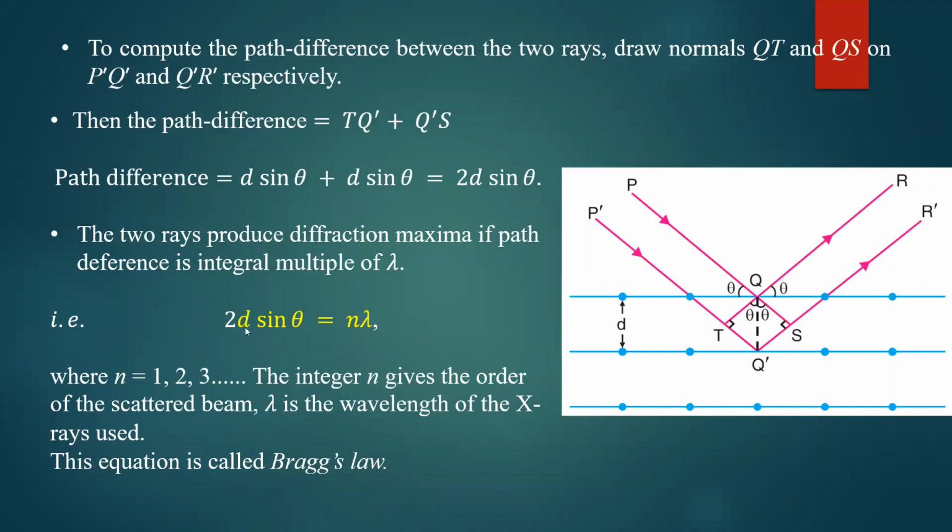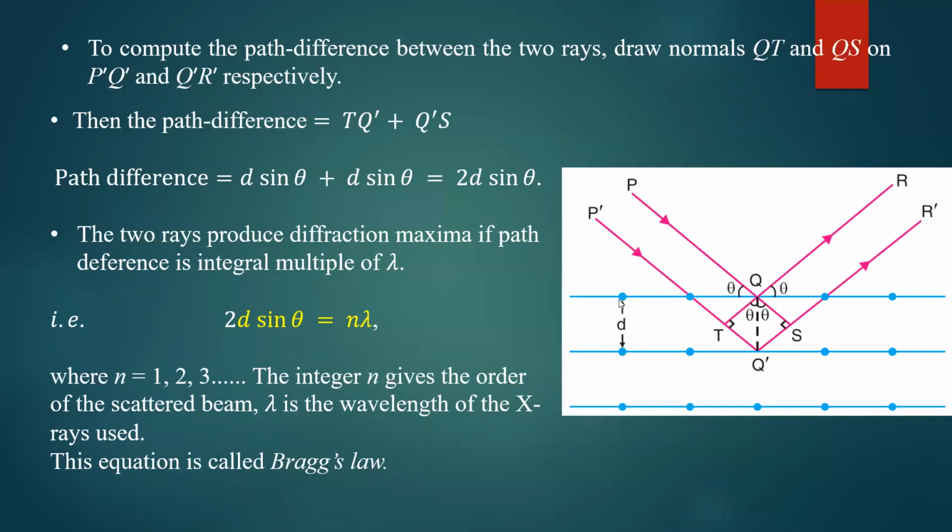It is used to find out the interplanar distance, that is, the distance from one crystal plane to the next crystal plane. By knowing the glancing angle between the incident ray and the crystal plane, you can find the value of D if you know the value of lambda, the X-ray wavelength. So Bragg's law is basically used to find out the distance between the crystal planes.